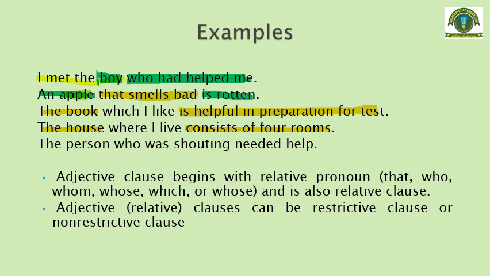Very good. The next sentence is just for you. You have to find the adjective clause. Yeah, you got that right. "Who was shouting." Let's talk about some details of adjective clauses. They begin with a relative pronoun. If a clause begins with that, who, whom, whose, or which, and is coming just after a noun, it is called an adjective clause.